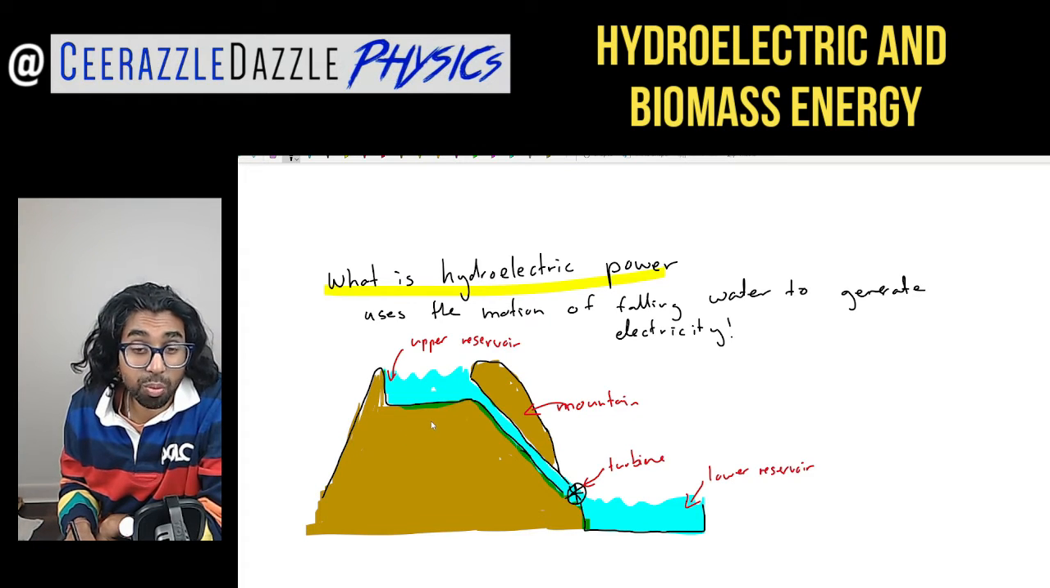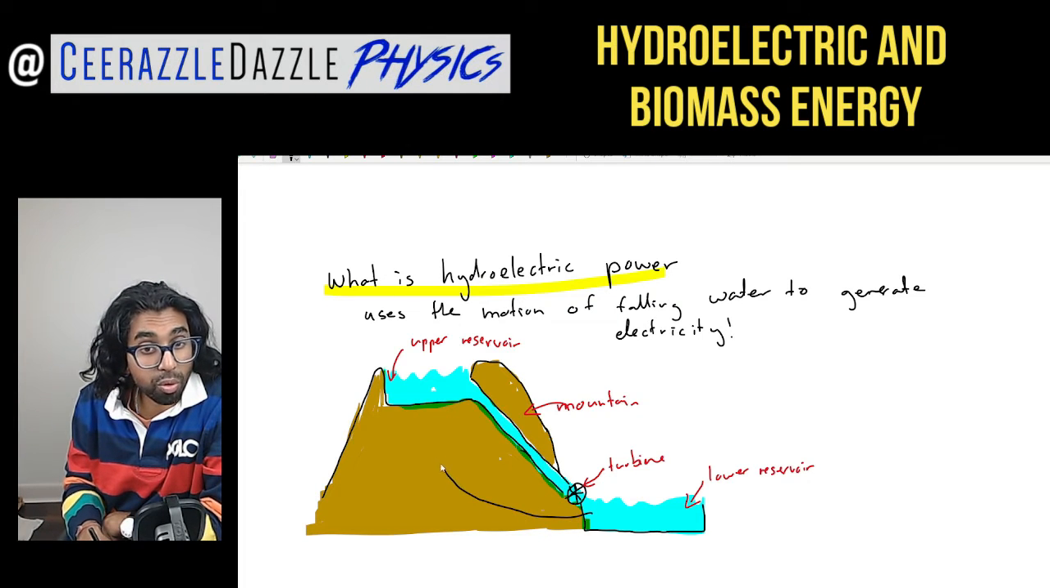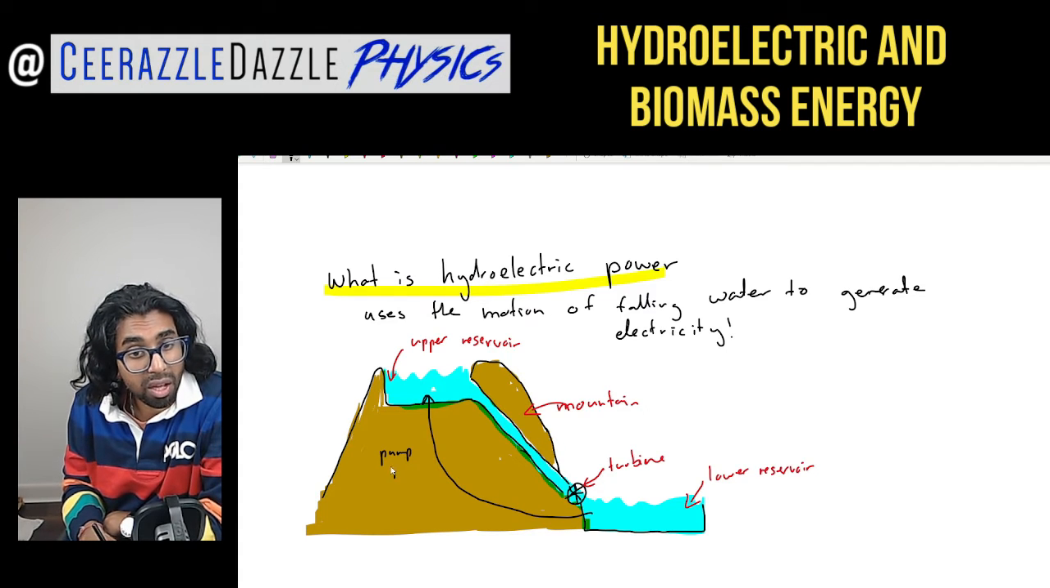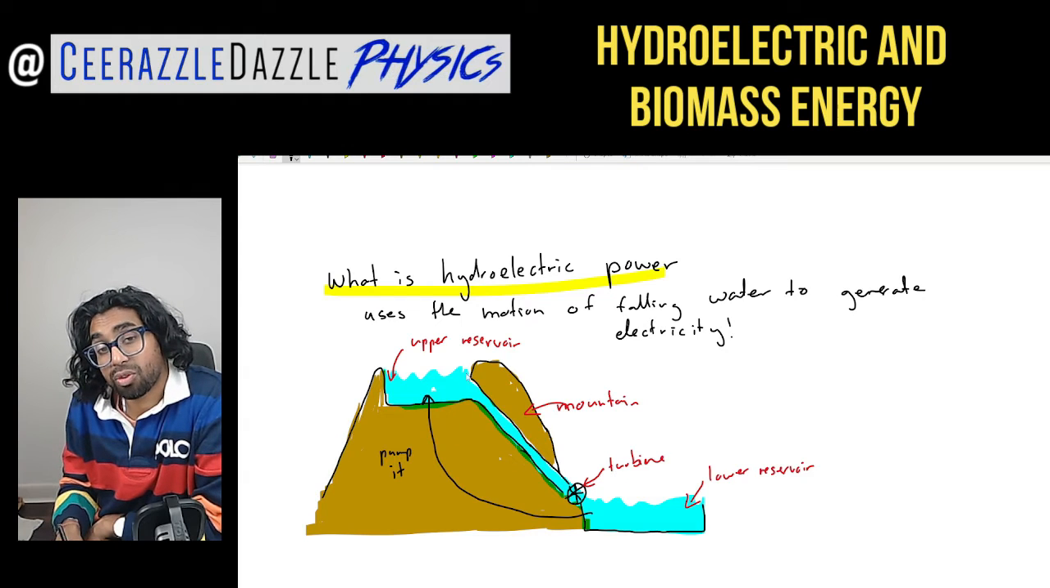Okay, and sometimes when there might be a huge demand in electricity, they might want to pump the water from the lower reservoir back up again. So you might want to pump it up at the top so that it can be stored for later use, guys. So that's a good use of hydroelectric power.